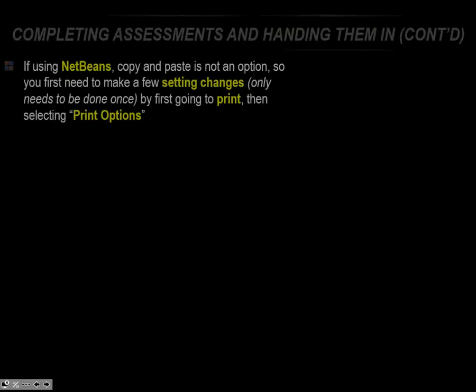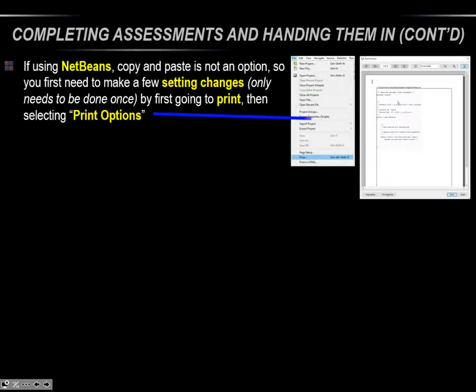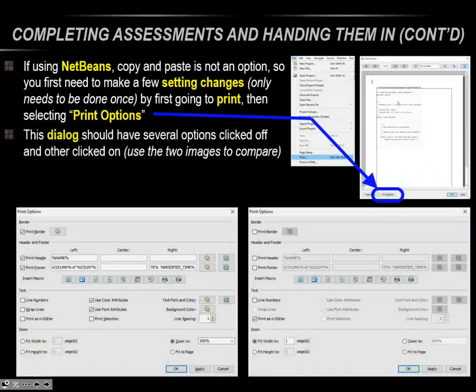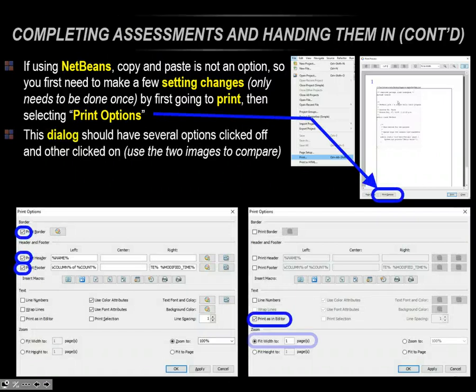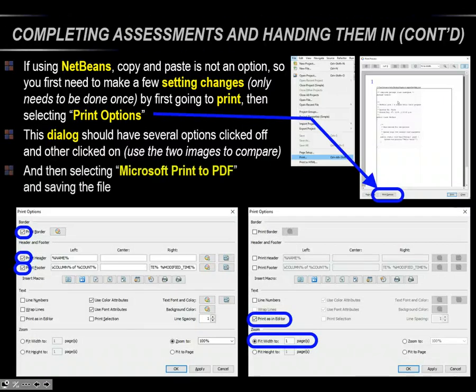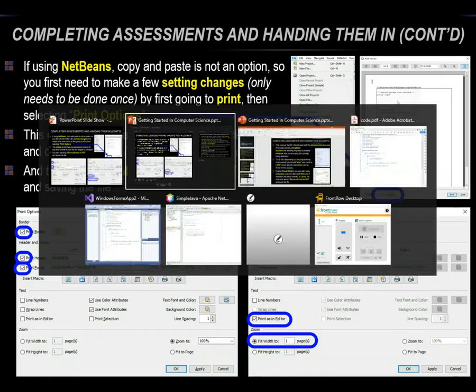Now, if you're using NetBeans, it's a similar process. You're also going to go File, Print, but there are a couple of little option changes you have to make at the beginning. This only needs to be done once, and then it saves that as part of the program. There are a couple of options laid out on the screen here, and I'm just going to show you this live as well, right in NetBeans.